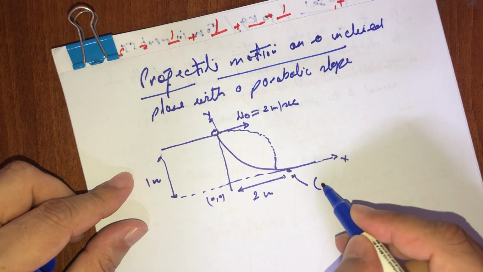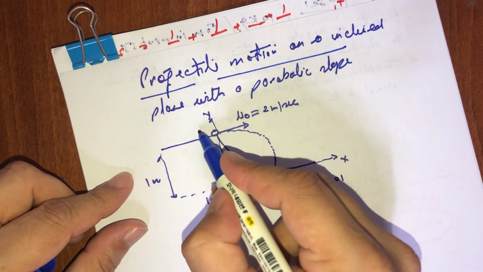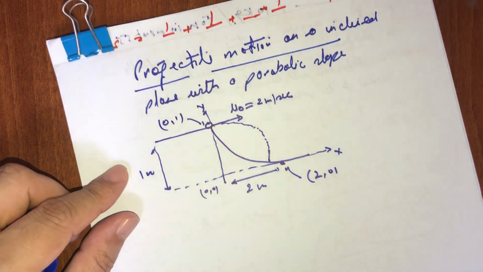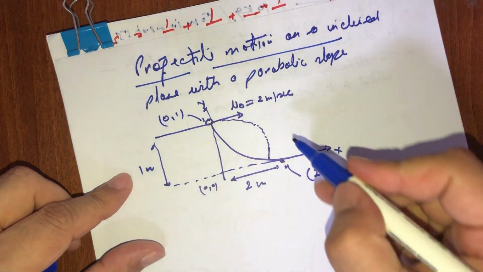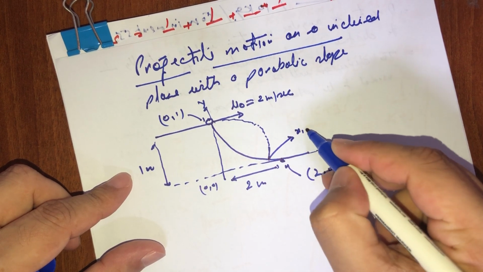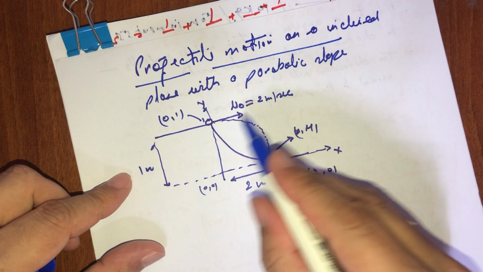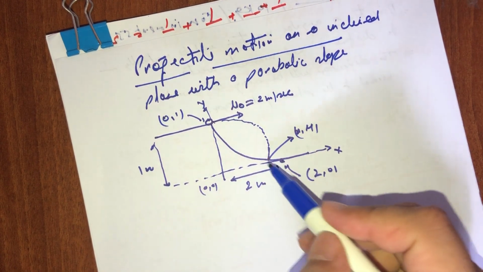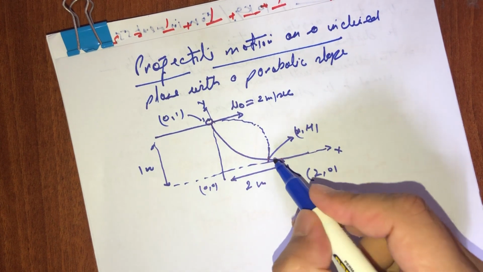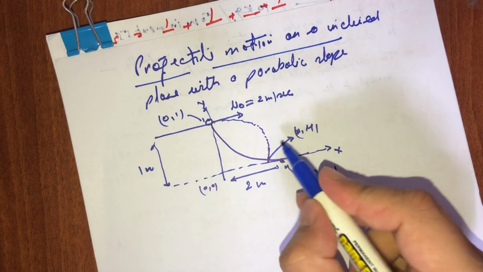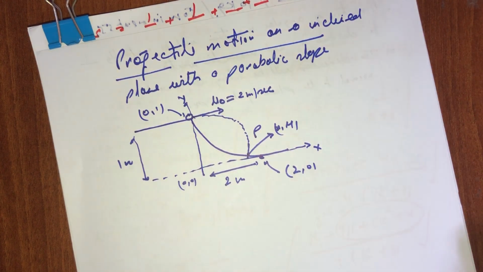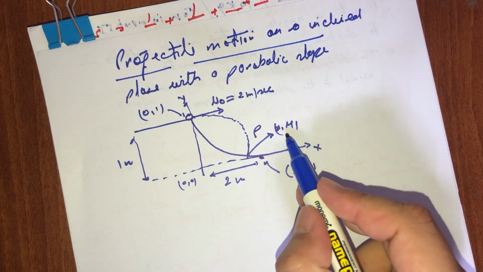this is coordinate 0 0, and this distance is given as 2 meter. So we can say that this coordinate is 2 0 and this coordinate is 0 1, and we are supposed to find out the coordinate x and y where this projectile hits this parabolic curve. So let's assume that it hits at this point, and we call it P. So we are supposed to find out what will be the coordinate of P, that is the value of x and y.